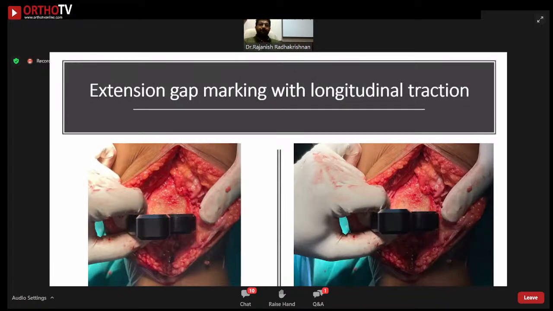using a cautery or a saw or an osteotome. Okay, this is how it is done. This is a spacer. Here is the anterior femoral cut. The distal femoral cut has been done. You place it close to it and then mark here with a cautery or an osteotome.